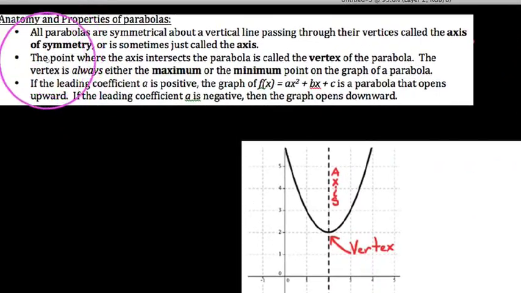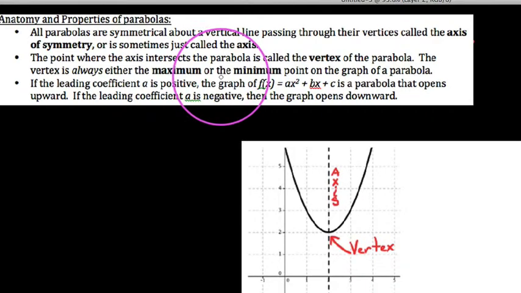Okay, so that's the next point I want to make here. It says the point where the axis intersects the parabola is referred to as the vertex of the parabola. Remember, the plural is vertices. But it's also important to note this. The vertex is always either at the maximum or the minimum point on the parabola.